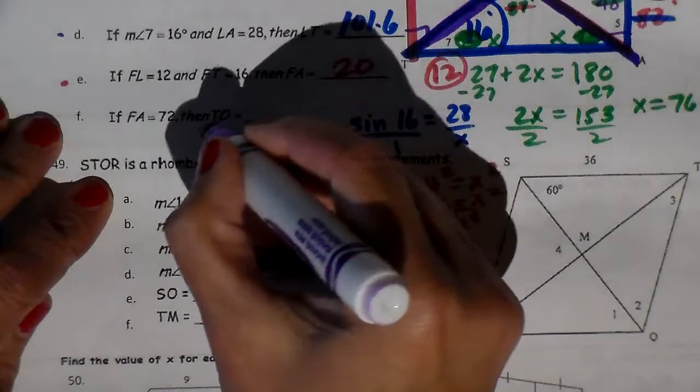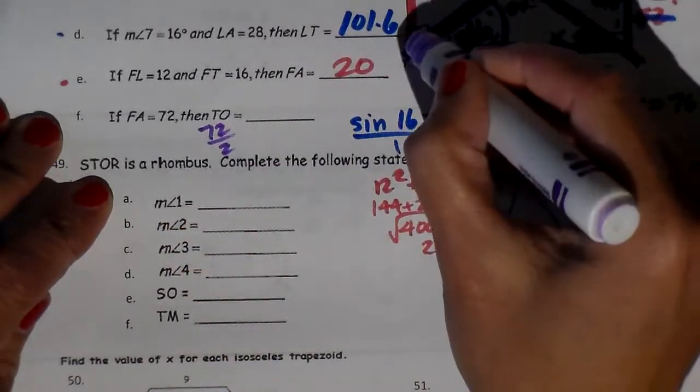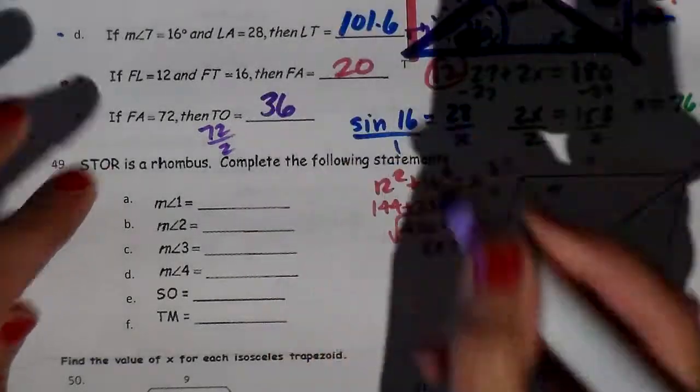Well, if FA is 20, that means this diagonal is also 20. And since it's a parallelogram, they cut each other in half. What is half of 20? So TO from here to here would be half of 20, which is 10.